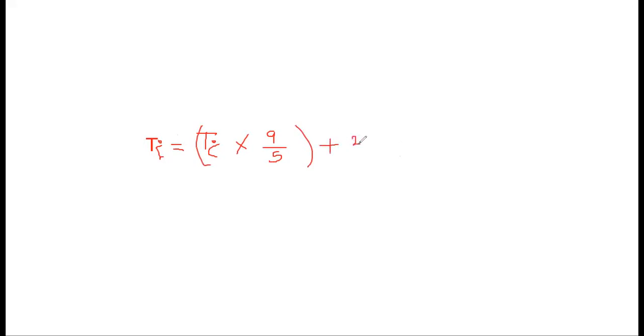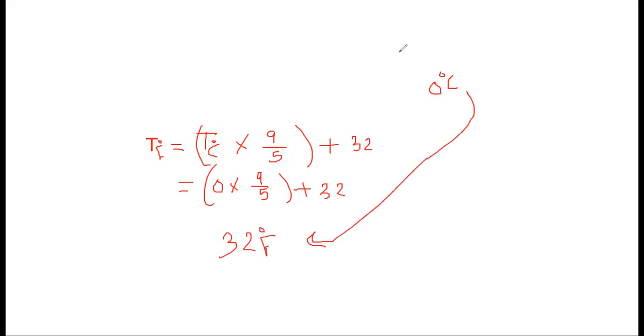Let's take an example. If the temperature is 0 degrees Celsius and I want to change it to Fahrenheit, multiply by 9 over 5, plus 32. Anything multiplied by zero is zero. Zero plus 32 is equal to 32 degrees Fahrenheit. So 0 degrees Celsius is equal to 32 degrees Fahrenheit.